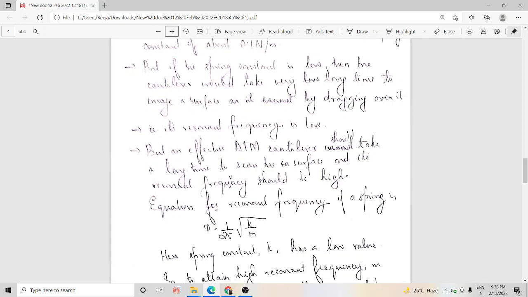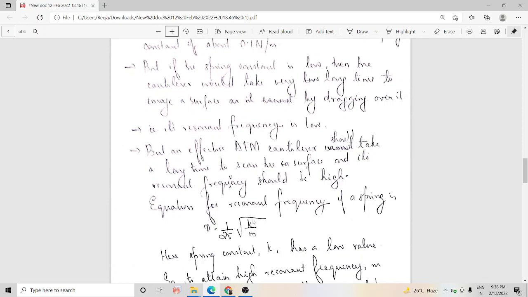That is, the resonant frequency of this cantilever will be given by nu equals 1 by 2 pi root k by m. When k becomes small, the resonant frequency becomes small. That means the time taken to scan over a surface becomes very large. So what should be done? The spring constant cannot be increased.